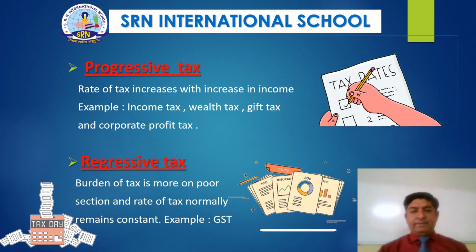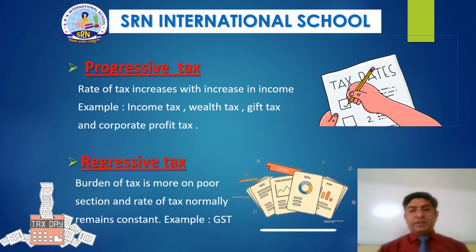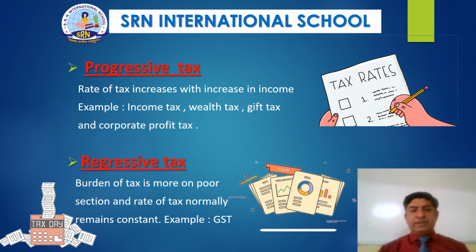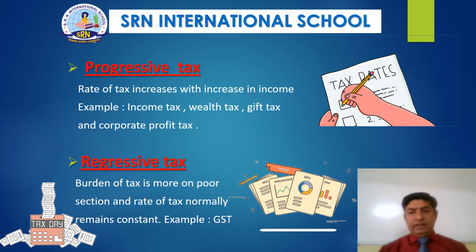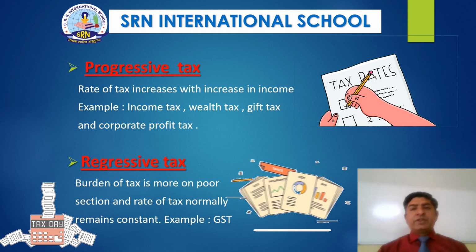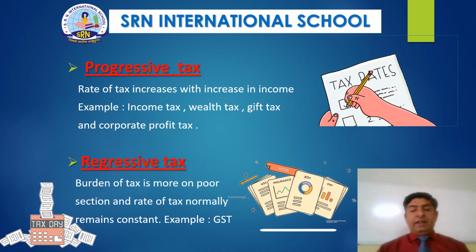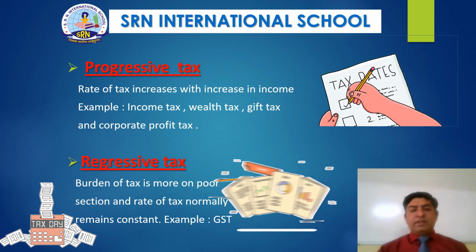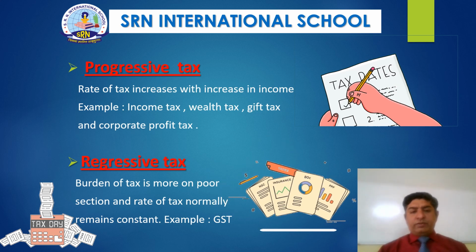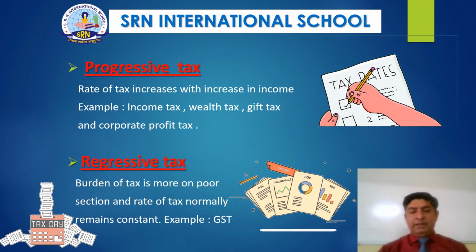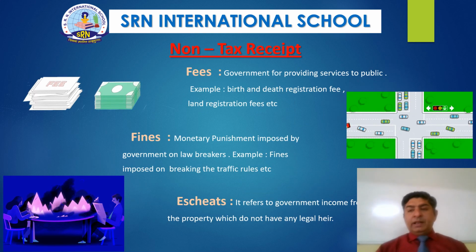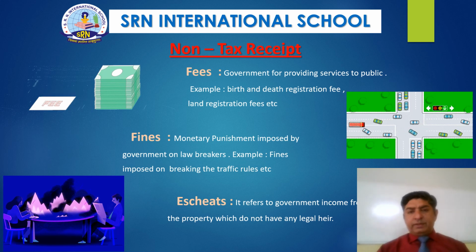Let's see the progressive tax. The progressive tax is one in which the rate of tax increases with increased income and the burden is on the richer section of the society. The examples are income tax, wealth tax, gift tax, corporate profit tax. Next is regressive tax. Regressive tax is a tax in which the burden of tax is on the poor section of the society and the rate of tax normally remains constant. Example is GST.